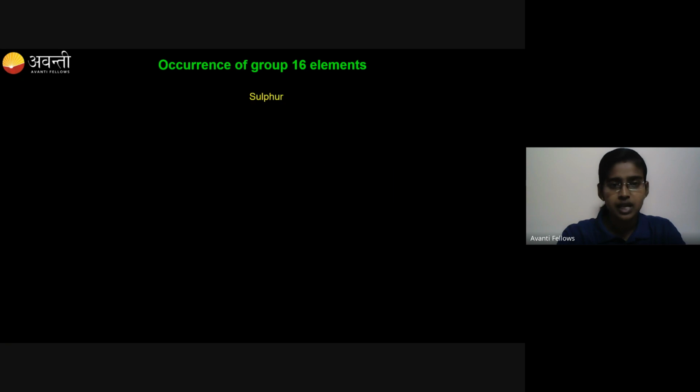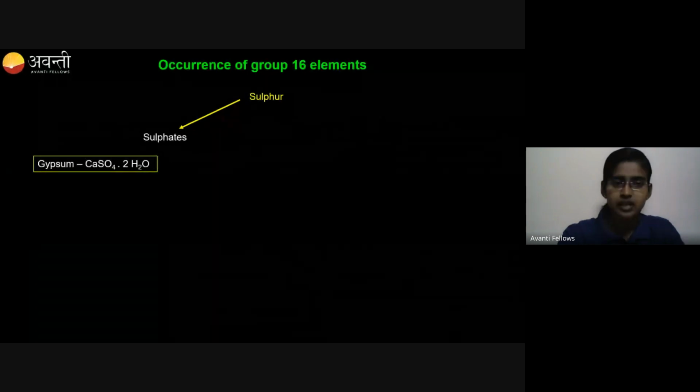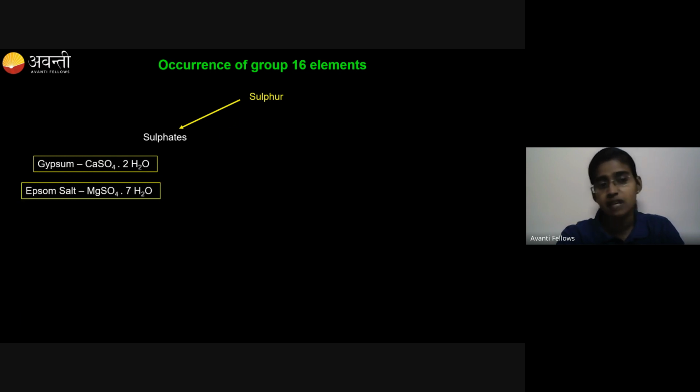Then coming to the occurrence of sulfur, present in the ores. In what type of ores? In sulfates. In the form of sulfate, it is present in gypsum, calcium sulfate, Ca2+ SO4 2-. SO4 2- compounds are called sulfates. So it is present as calcium sulfate in gypsum, as magnesium sulfate in Epsom salt with 7H2O, and as barium sulfate in barite. These gypsum, Epsom salt, and barite, these three are the ores.